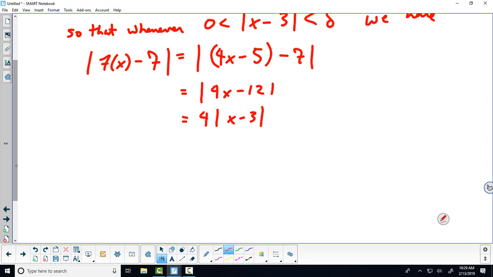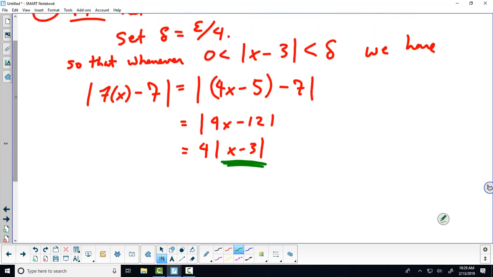Okay. Now, see this expression right here? We did put a condition on it. What did we put as a condition on it? That it was less than delta, right? So the most important symbol that shows up in this problem is right here. This is less than 4 delta. Right? This distance is smaller than delta, so 4 times this distance must be smaller than 4 delta.